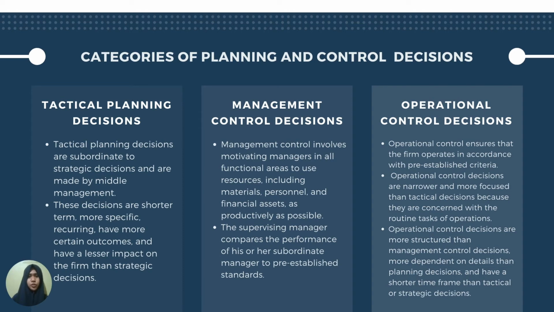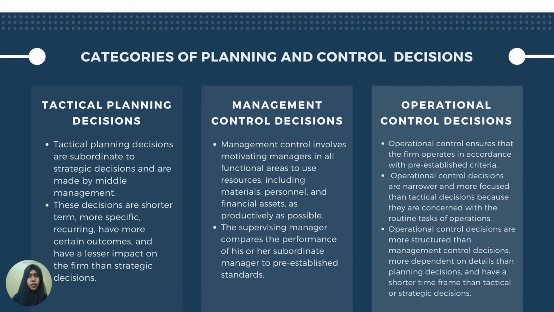So management control decision involves motivating managers in all functional areas to use resources, including materials, personnel, and financial assets, as productively as possible. The supervising manager compares the performance of his or her subordinate manager to pre-established standards.